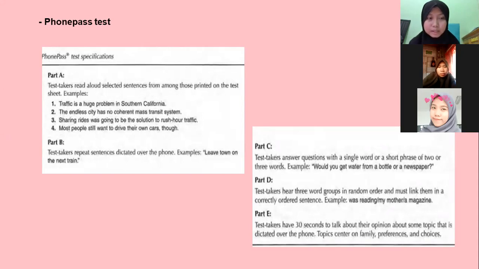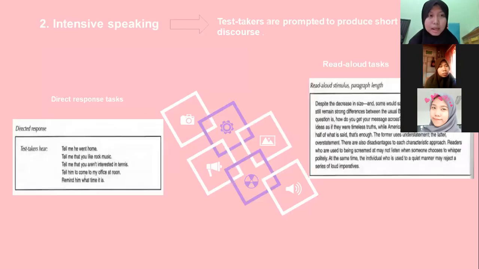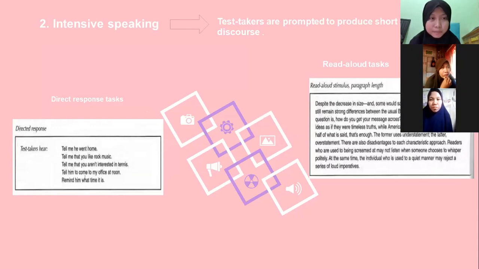Examples of parts A and B are oral reading and imitation. And then the second is intensive speaking. In intensive speaking, test takers are prompted to produce short stretches of discourse. An example of a test in intensive speaking, the first one, is the direct response test. In a direct response test, the test administrator elicits a particular grammatical form or transformation of a sentence.